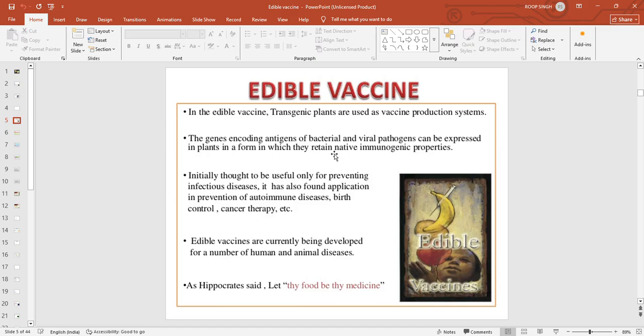So we can take genes encoding antigens of bacterial or viral pathogens and express them in plants, which can then be consumed by humans, and then they can protect us from the diseases. Initially thought to be useful only for preventing infectious disease, it has also found application in prevention of autoimmune diseases, birth control, cancer therapy, and other diseases. Edible vaccines are currently being developed for a number of human and animal diseases.